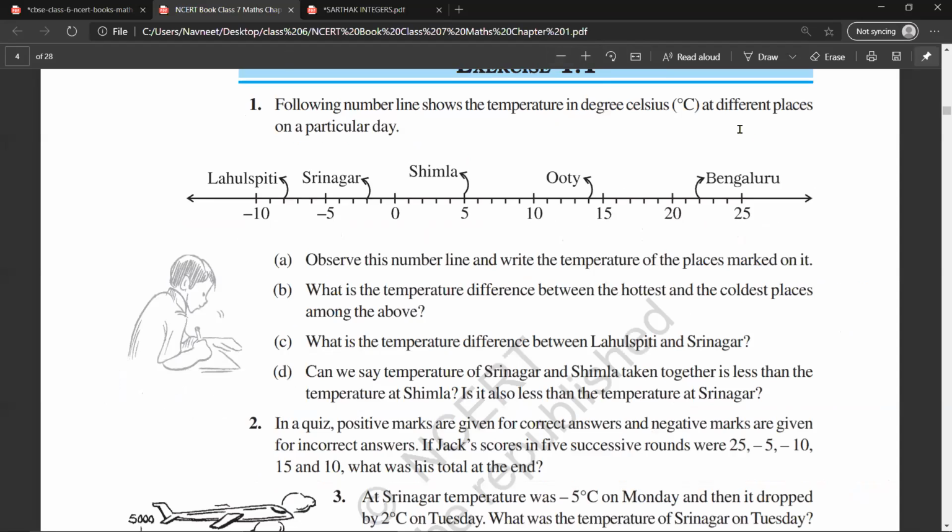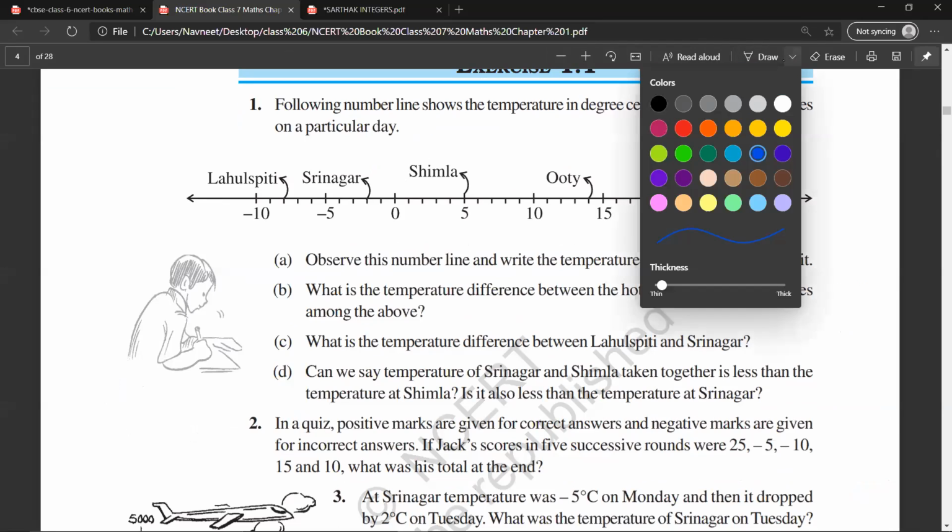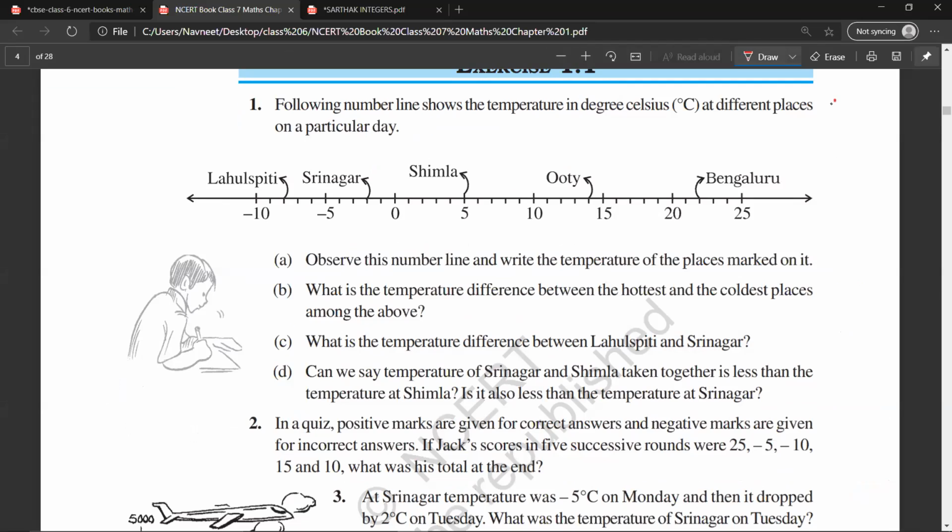These are a bit different questions, but I think you will enjoy them. These are word problems. I think you will be able to do them. The following number line shows the temperature in degrees Celsius at different places on a particular day. So this is the temperature of Lahaul Spiti. This is the temperature of Srinagar. This is the temperature of Shimla. This is the temperature of Ooty. This is the temperature of Bengaluru.